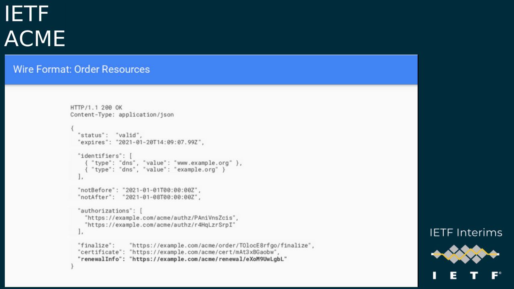In terms of actual concrete changes proposed by the ACME spec or by this draft, one of them is that the order resource will contain a new key value pair alongside the finalize and certificate URLs. Oh, sorry, when an order resource is in the finalized state and it has a certificate URL pointing towards the certificate for the client to download, it will also contain a renewal info URL pointing to where the client can get renewal info. Next slide.